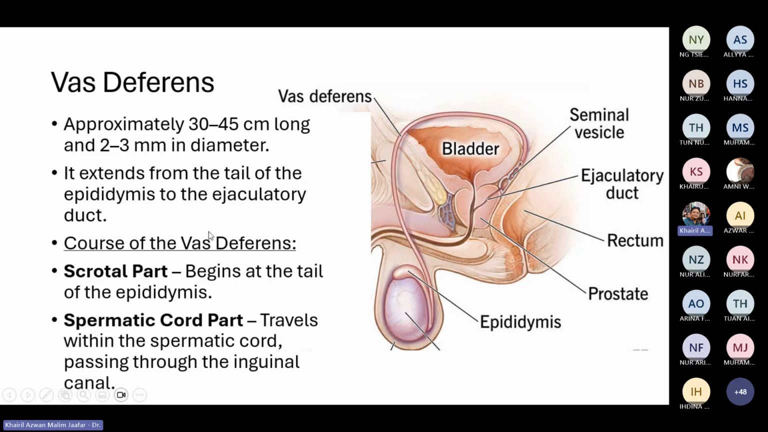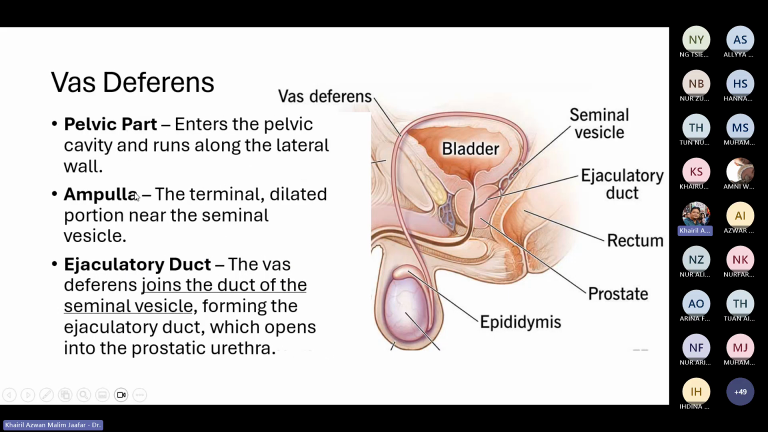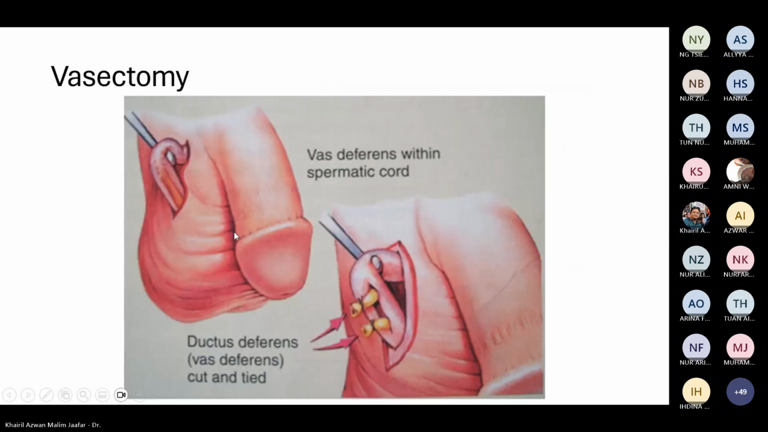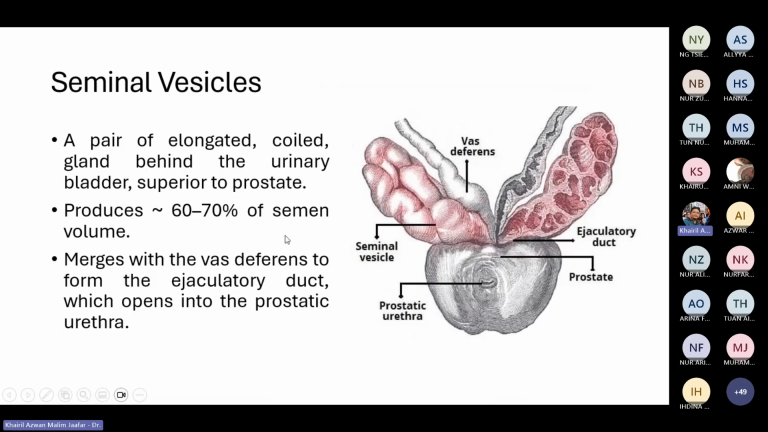We have the scrotal part, spermatic cord part, pelvic part, and ampulla. The most important is the ejaculatory duct, where the vas deferens joins the duct of the seminal vesicle to form the ejaculatory duct, which opens into the prostatic urethra at the seminal colliculus. So this is regarding vasectomy. Next is the seminal vesicle. It produces 60 to 70% of the semen volume. It is located behind the prostate and merges with the vas deferens to form the ejaculatory duct.